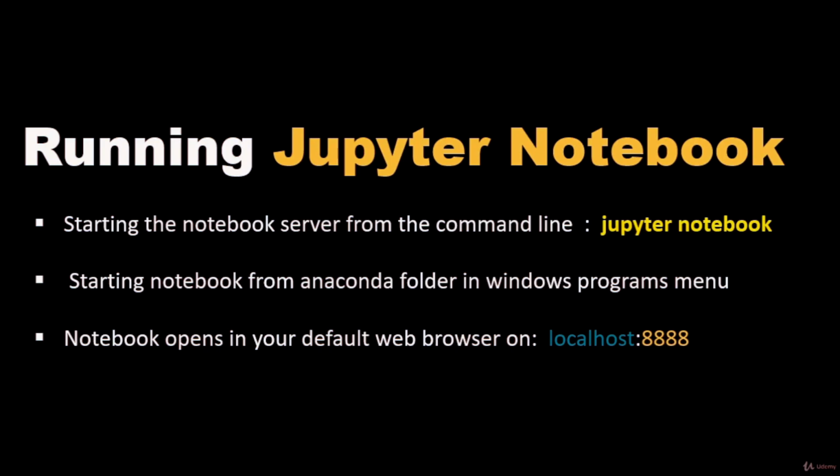And I also showed you how to start it from the Anaconda folder within the All Programs menu of your Windows-based computer. When you start it from the Anaconda folder, there is a Jupyter Notebook icon that you can run, and by default it serves the Jupyter Notebook from the root directory of your profile. And when the Jupyter Notebook opens up, it opens in your default web browser on localhost:8888. The port number is 8888.